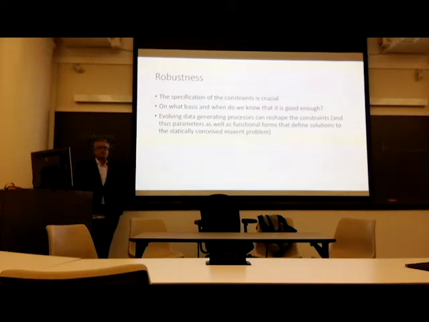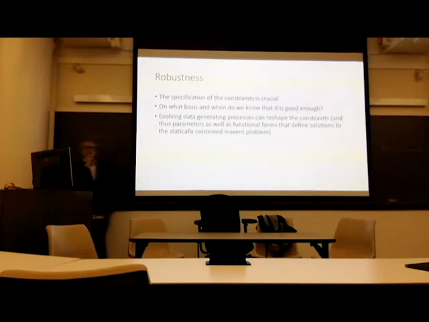I'm nearing time, my time being ended, so let me move toward some last issues. Robustness, as I've already mentioned, the specification of the constraints is crucial. If I lay down an additive as opposed to a multiplicative constraint, I will get an exponential income distribution, or I will get a gamma income distribution. I get something discussed in my correspondence with Duncan. Which one is it? On what basis and when do we know that it's good enough?